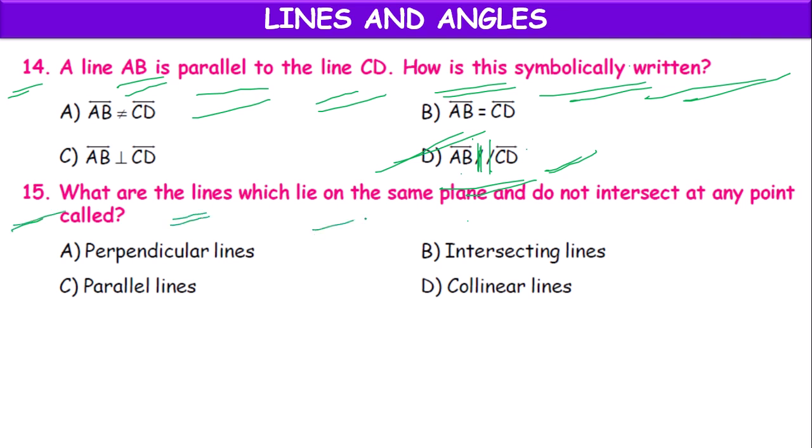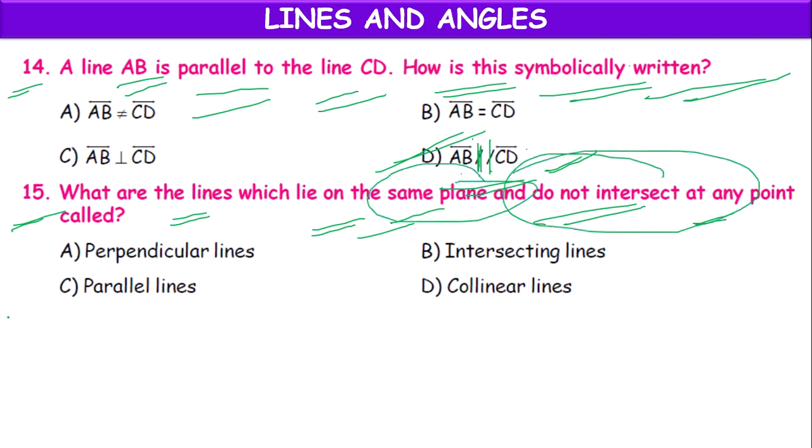Next, what are the lines which lie on the same plane and do not intersect at any point? The lines that do not intersect and lie in the same plane are called parallel lines. Because they never intersect, the distance between them at any point will be fixed. So they are parallel lines.